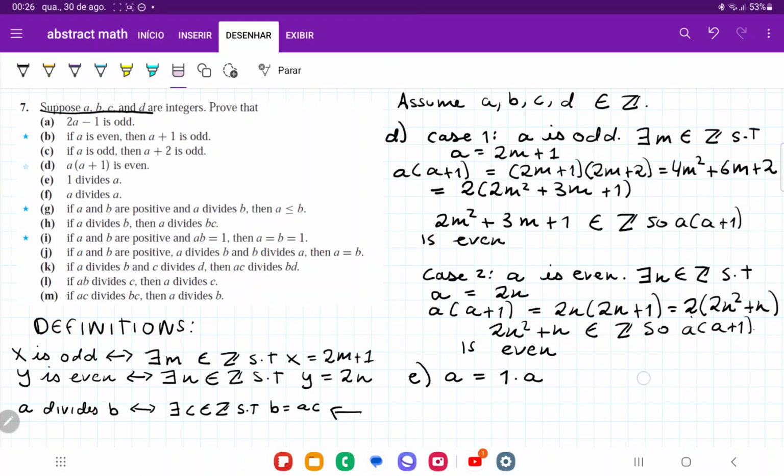So we say, actually, we're going to say a belongs to the set of integers, so by definition, 1 divides a. Okay, so this one was pretty straightforward. We just used the definition of a number that divides, right? So now we are done with E. Let's do item F.